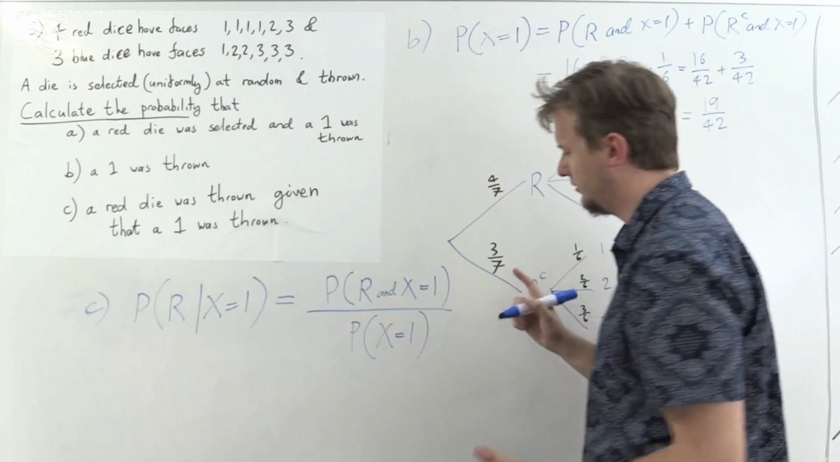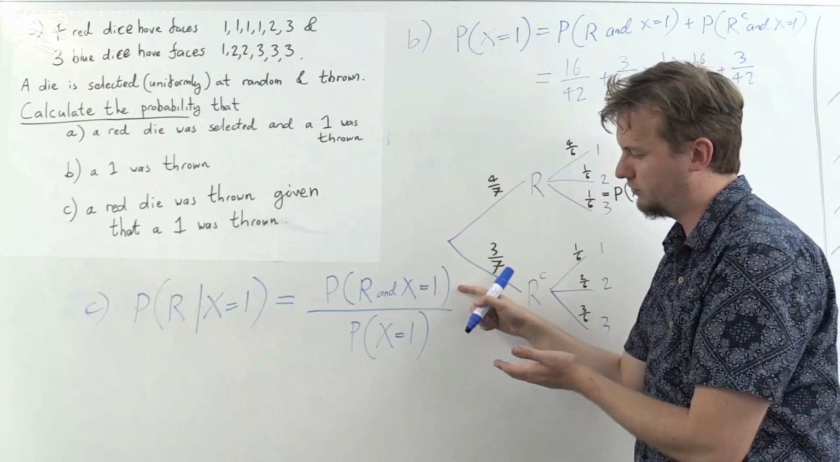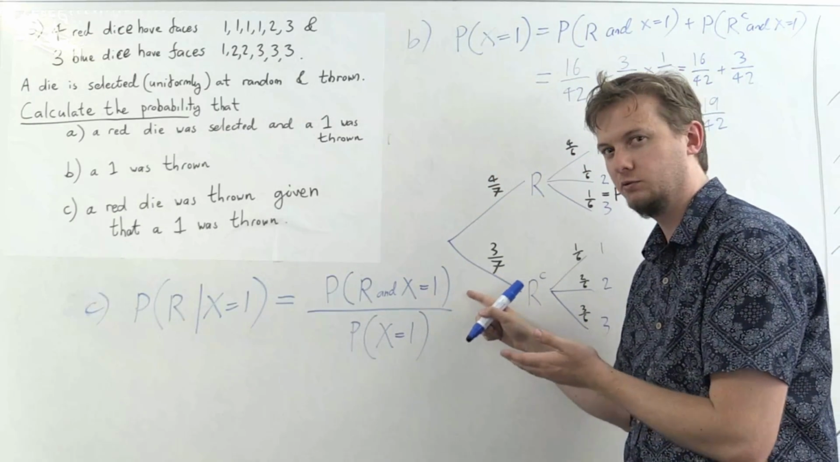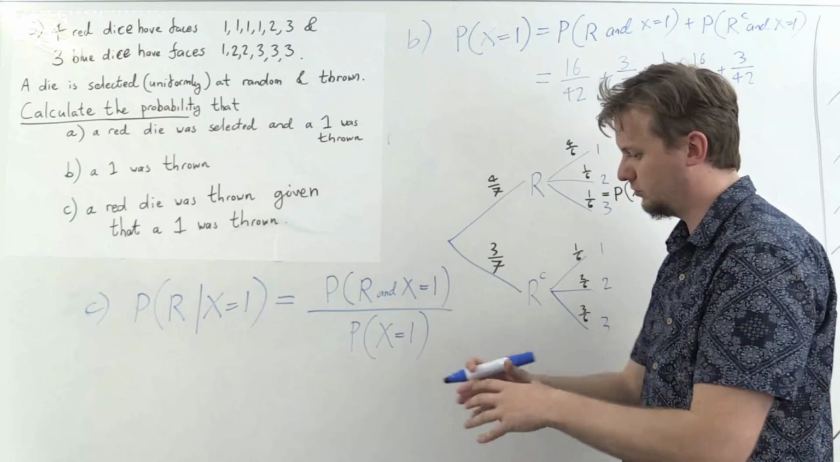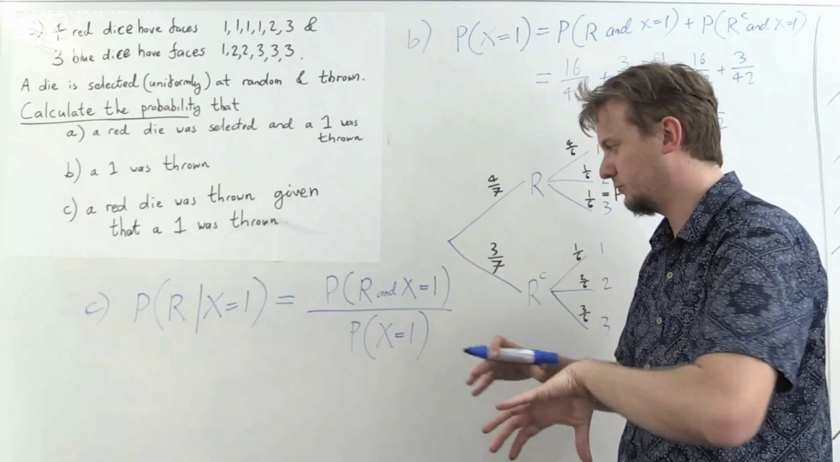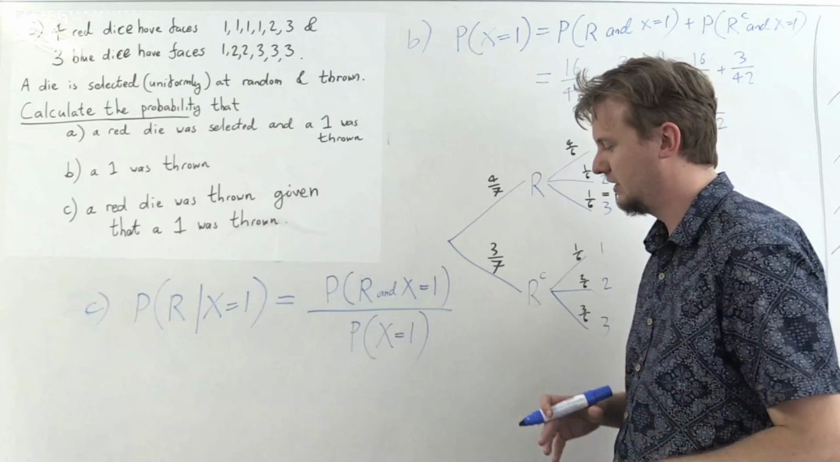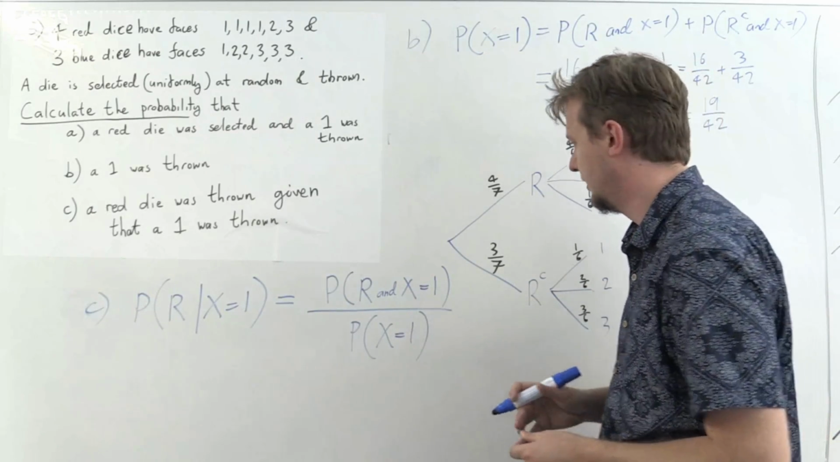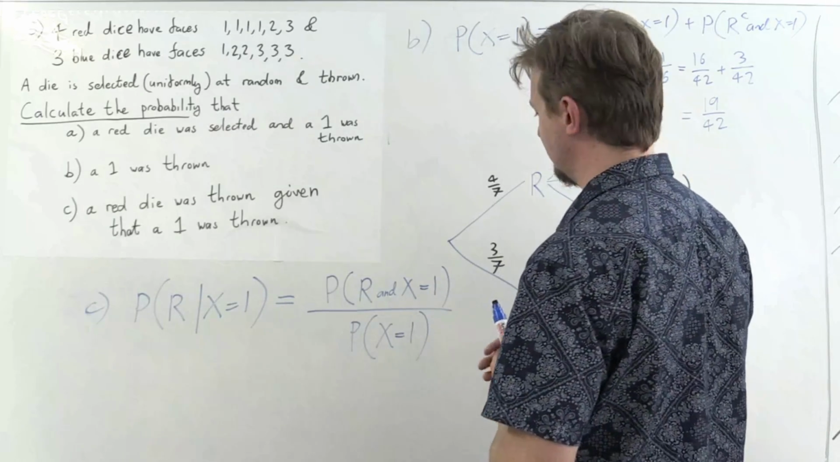So this is really, if you think about it, saying what proportion of the 1 rolls are red. If you took all the universes where a 1 was rolled and looked at the proportion that were red, you'd have this number. Which is really nice because those are actually the two numbers we did calculate earlier.